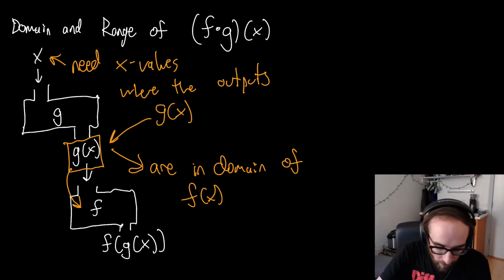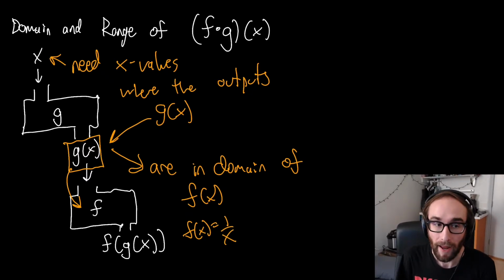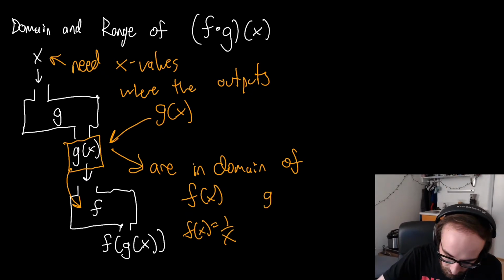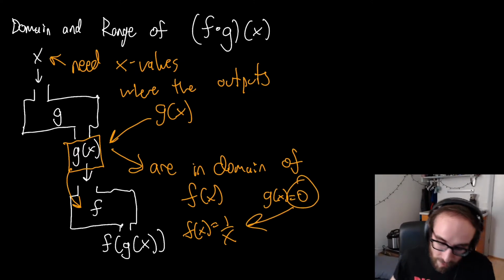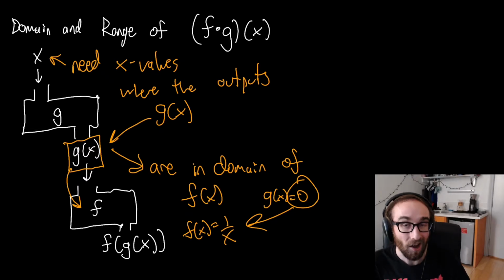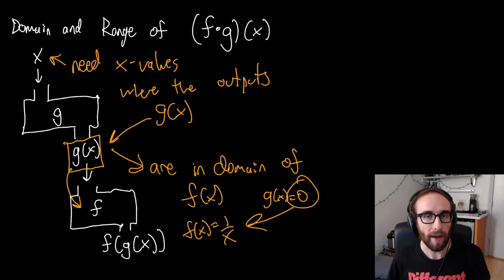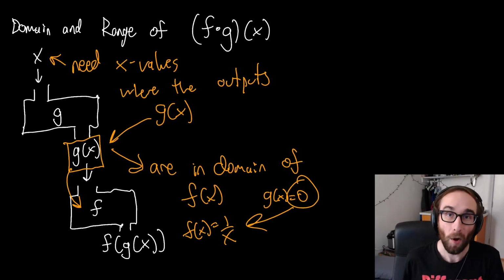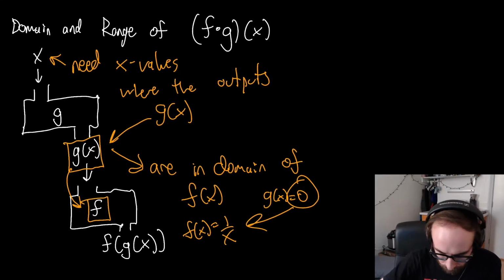For example, if f is 1 over x, and we end up with a g of x value that's an output of 0, when we take 0 and plug it in to our f of x machine, we'll get an undefined value. 1 divided by 0 doesn't work out. So when we're looking at domain, we need to consider x values, not only that we can plug into g, but also that after we plug into g, give us an output that we can plug into f down here.